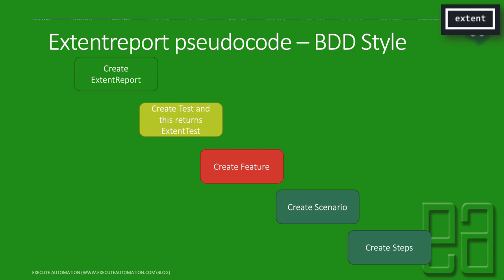Followed by that, we are going to be calling a create feature class, because as you know, all the features are going to be holding the scenarios. We are going to be including the scenario within the feature, and since a scenario holds all the steps, we are going to be adding the steps within the scenario. So as you can see, it's a sequence of chained operations that we need to perform. First we need to create an object for Extent Report, and this object is going to return us the Extent Test, and this Extent Test is going to return us a create feature object, and this create feature is going to return us scenario followed by steps. So this is how things are going to be working, and that's how the pseudocode of Extent Report is going to look.